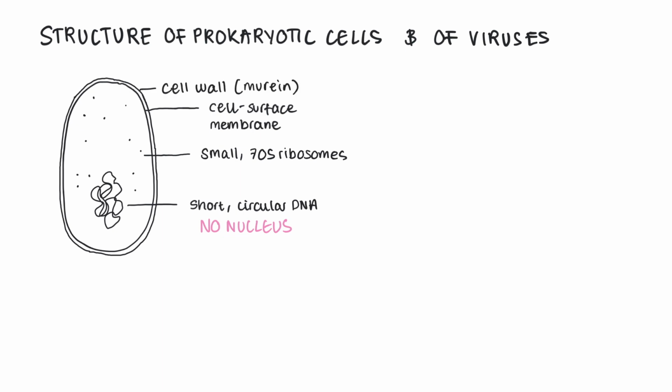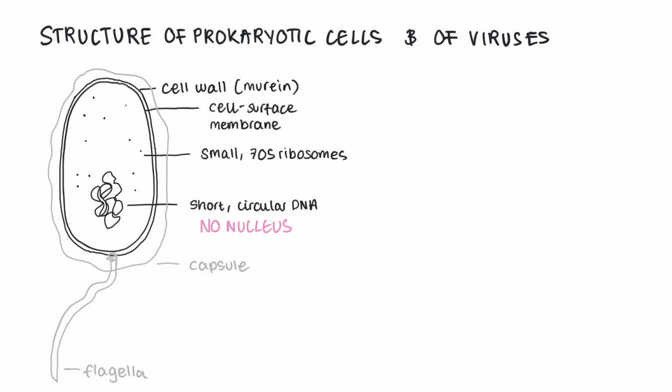Sometimes prokaryotic cells, but not always, might have a capsule around the outside. You can sometimes see this being called a slime capsule. They may also sometimes have flagella, but again, not always. Depends on the species of bacteria and also the conditions in which they're living in. Sometimes they might also have plasmids, which are small circular bits of DNA, and they often contain genes which code for things like antibiotic resistance.